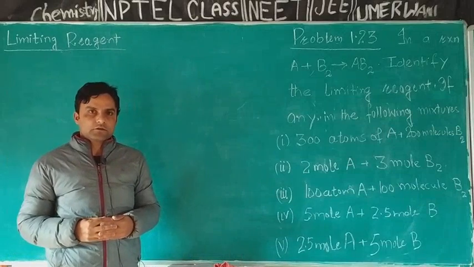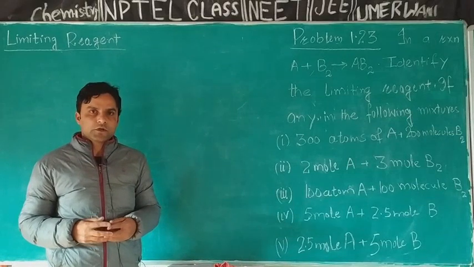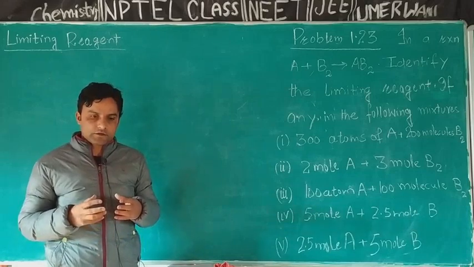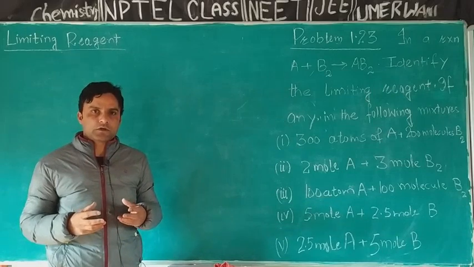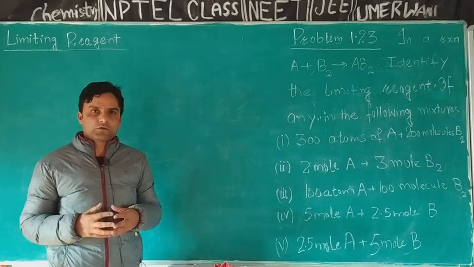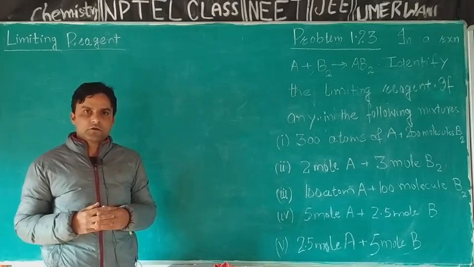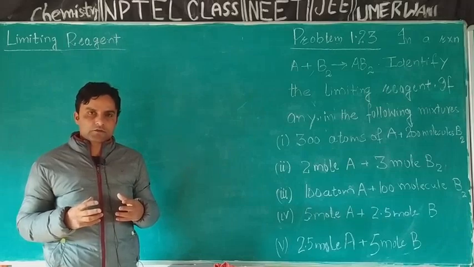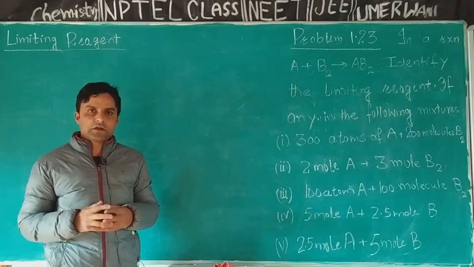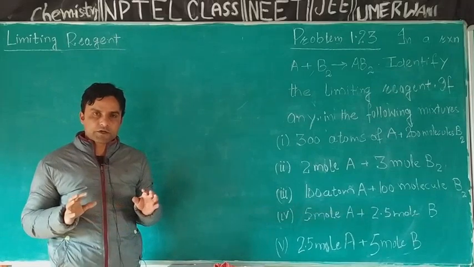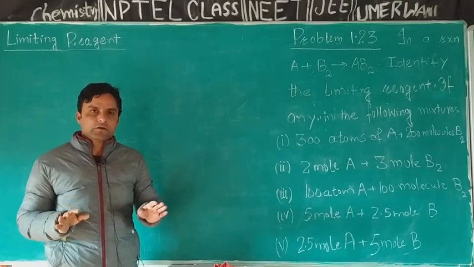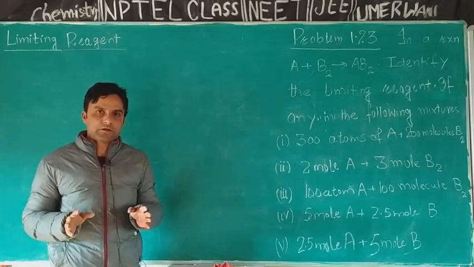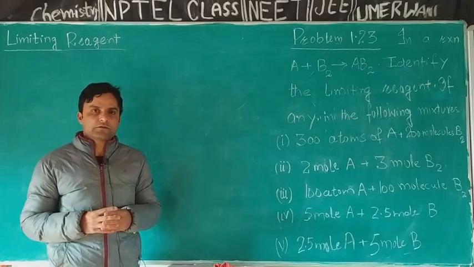Limiting reagent is the reactant whose available quantity or amount is less than the stoichiometric amount, I mean less than the required amount. During the course of the reaction, whatever amount we take to start the reaction gets completely consumed, completely reacted. Nothing is left behind in terms of quantity of this limiting reactant.